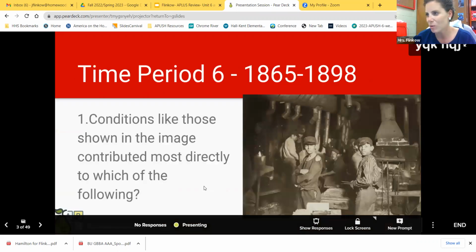The first thing that we're going to do is look at this question. Your question is, conditions like those shown in the image contributed most directly to which of the following?